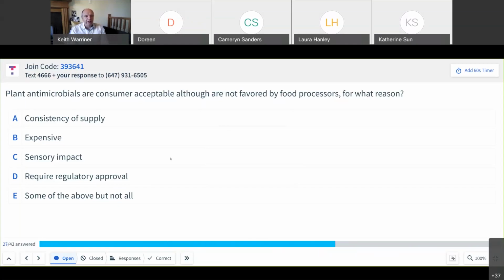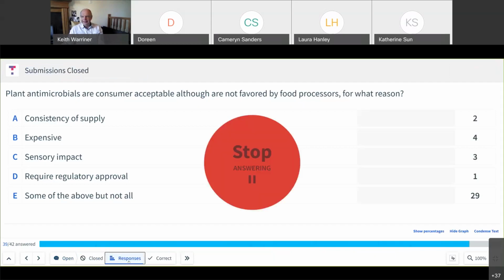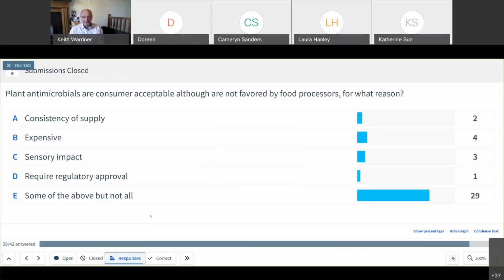So plant-derived antimicrobials, essential oils and things like that are popular, but why are companies reluctant to have them? All right. So we'll look what people think. I bet. Oh, a split decision like these. Well, most of you are right. It's some but not all.